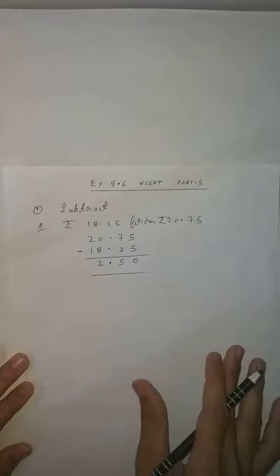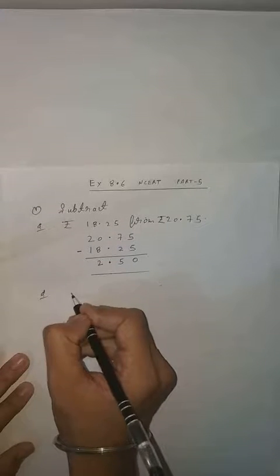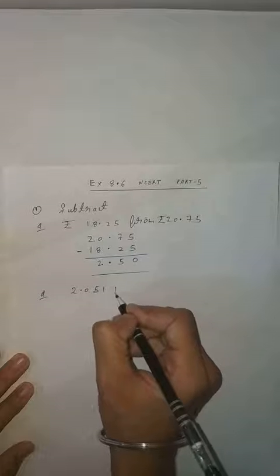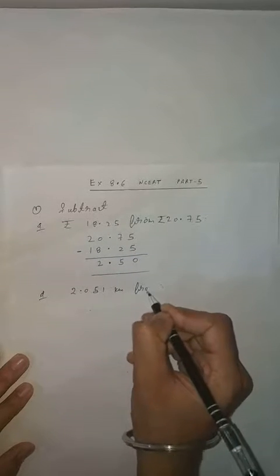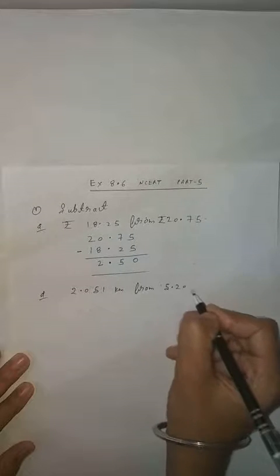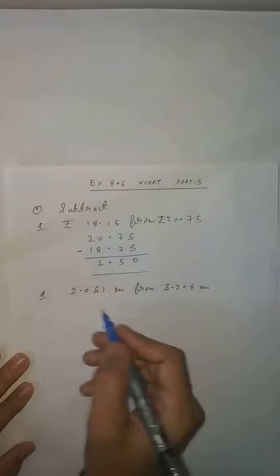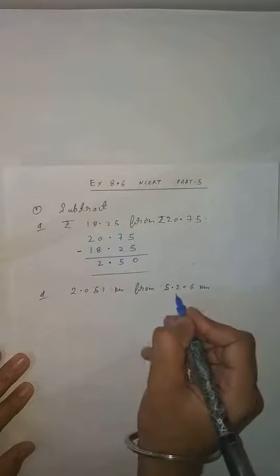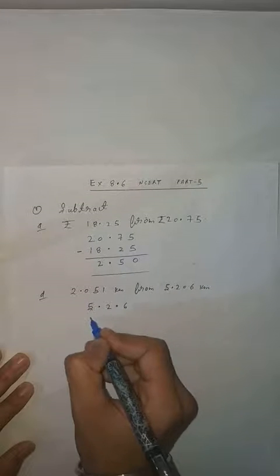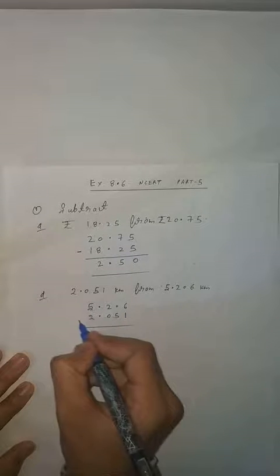Now take another example based on the same pattern. Subtract 2.051 kilometer from 5.206 kilometer. Clear, student? So the same pattern you will follow. First you will write down the number which is greater: 5.206 and 2.051. Now subtract this.